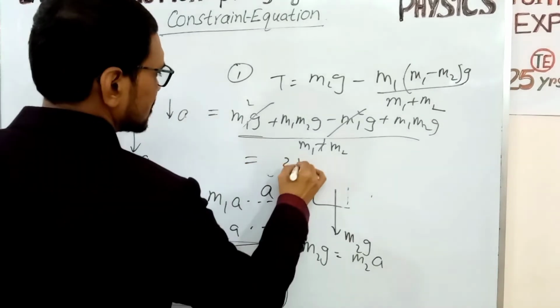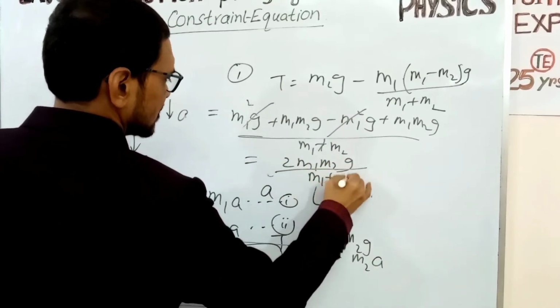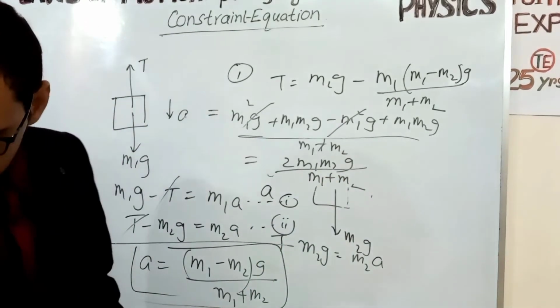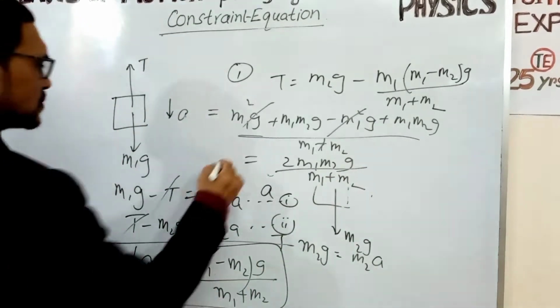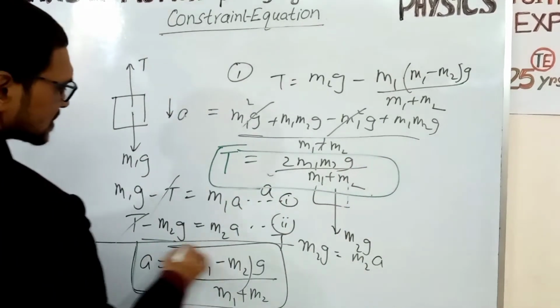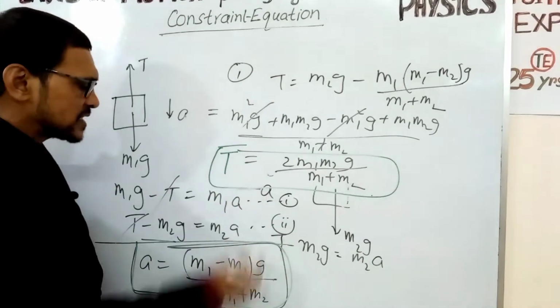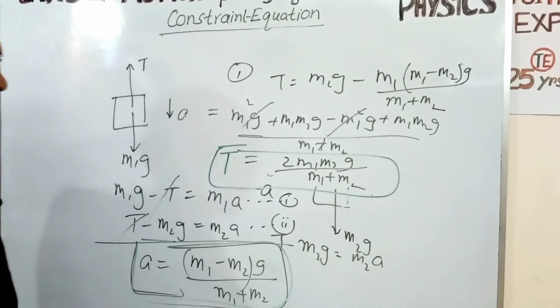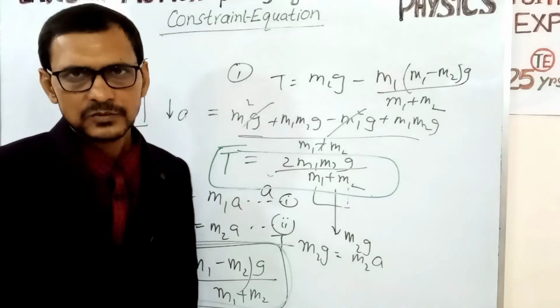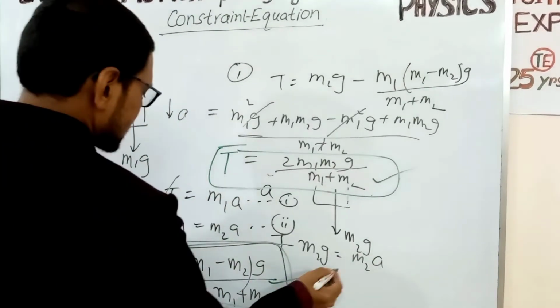Cancel this, so we get the result. So T equals this is one result, and acceleration equals this is another result. You can simply memorize these formulas. To solve MCQs quickly, you can memorize the formulas for the tension of the string and the acceleration.